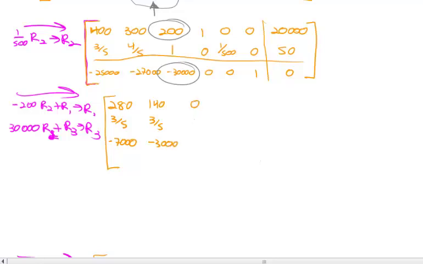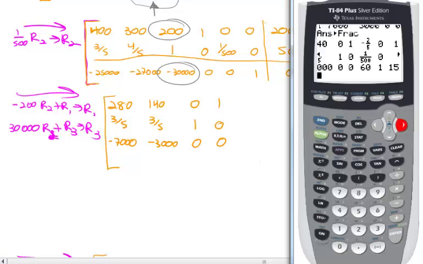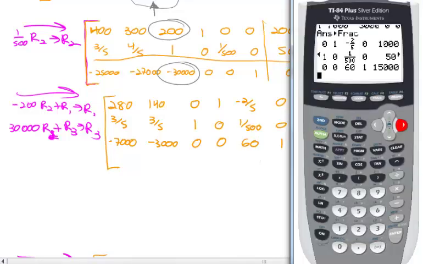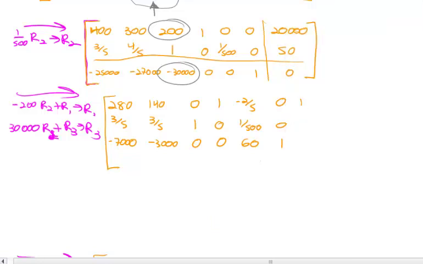And then we have the 0, 1, 0 that we just built. The 1, 0, 0 is going to be unchanged. Scrolling over, we have a negative 2/5, 1 over 500, and then it was 60. Then we'll have 0, 0, 1, and finally 10,050 and 1.5 million. That's 5 zeros. And we've got our next step.